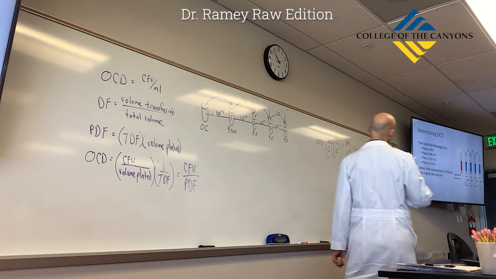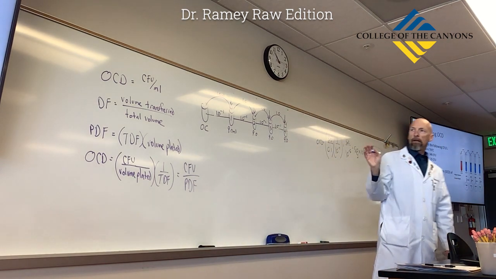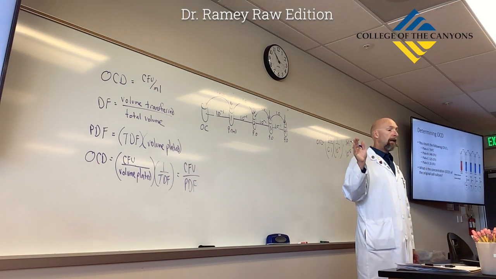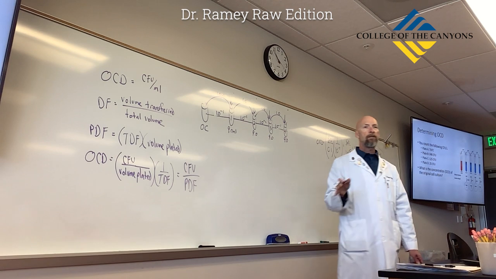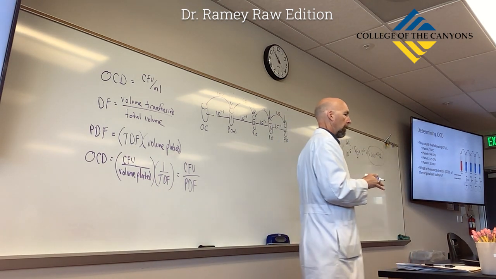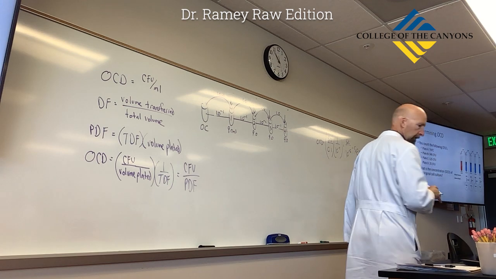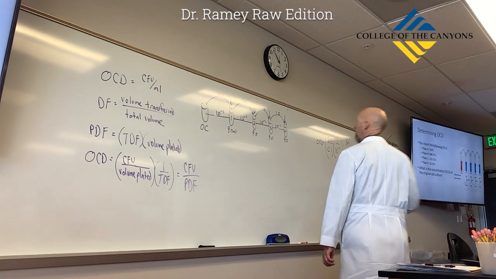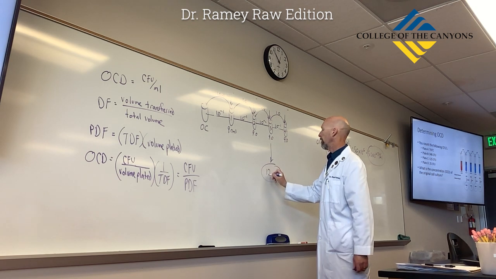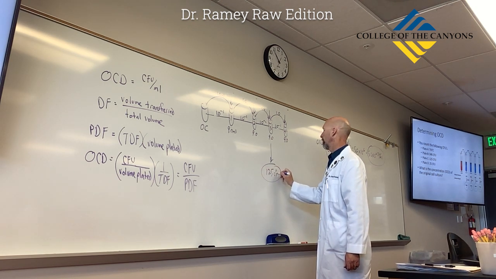So which plate should you use to calculate OCD? C. Plate C. It has 125 CFUs. It's the only one that's between 30 and 300. Okay? So plate C is attached to tube 3. Okay, so this is plate C, and it's got 125 CFUs.